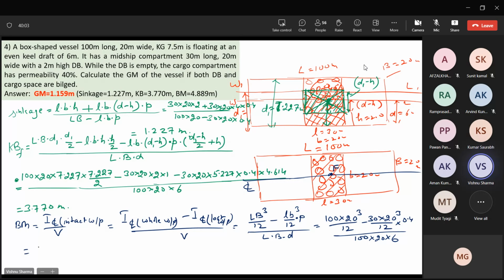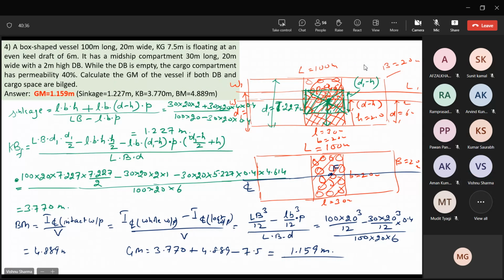And this will give you BM of 4.889 meters. Anybody has any doubts in the BM part? No. And then of course GM will be equal to KB of 3.770 plus BM of 4.889 minus the given KG of 7.5. The answer should come as 1.159 meters. You can review this, and if you still have any doubts, please feel free to clarify.